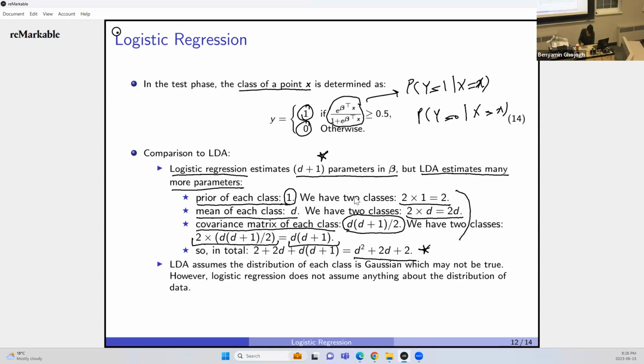Also, LDA assumes the distribution of each class is Gaussian, which may not be true, right? However, logistic regression does not assume anything about the distribution of data. Did we make any assumption on the distribution of data in logistic regression? No. So it has fewer assumptions. And according to Occam's razor in logic and philosophy, the fewer assumptions we have, the simpler the explanation, the better. Okay, so that was logistic regression.